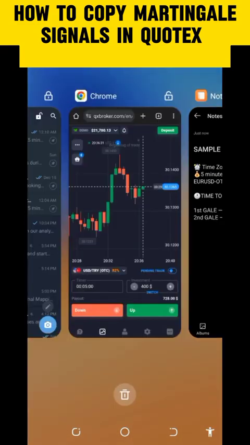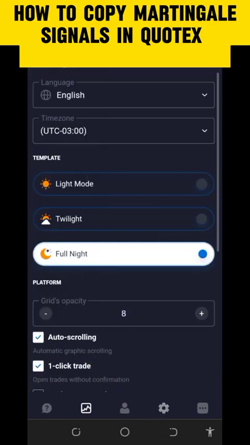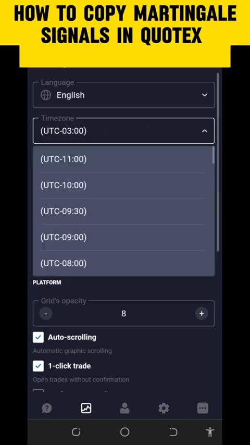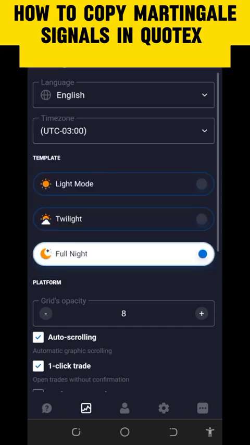The first thing you have to do before you start taking signals is to click on the setting icon below here, and make sure that your time zone is UTC -3.00. You can see it here. That is where I am right now. That is all you need to make sure of, and you go back to trade.